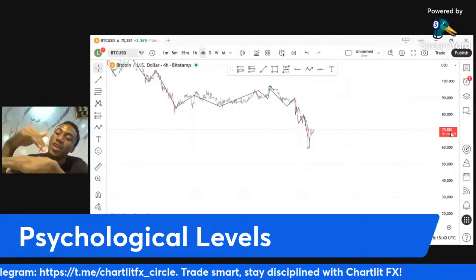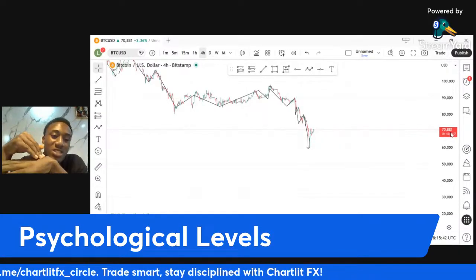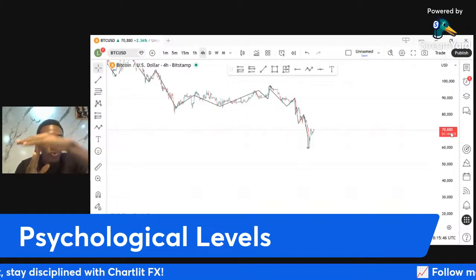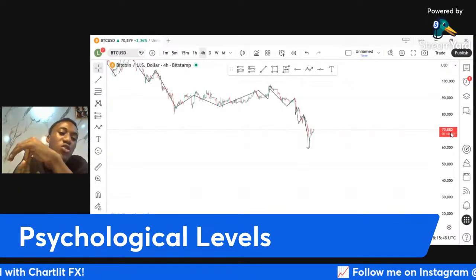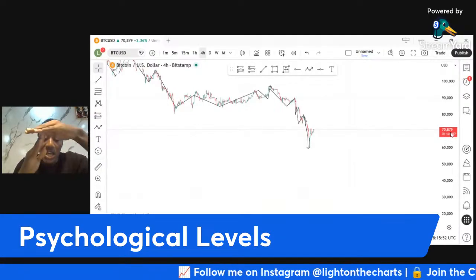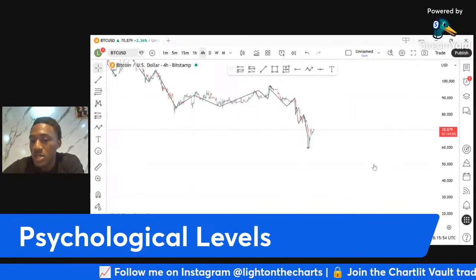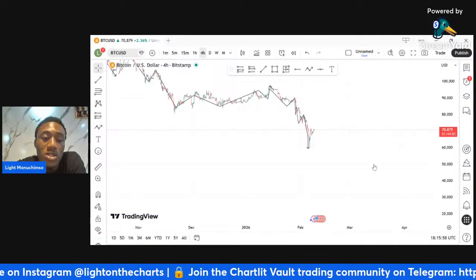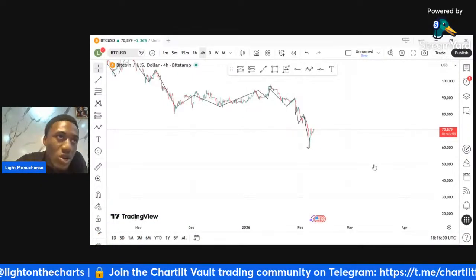Support is basically like a floor, and resistance is like a ceiling where price can push, and then eventually it breaks above that ceiling and keeps moving, or gets there and it drops. So that is what key levels, or support and resistance key levels, are. Now we are talking about psychological levels. What is a psychological level?